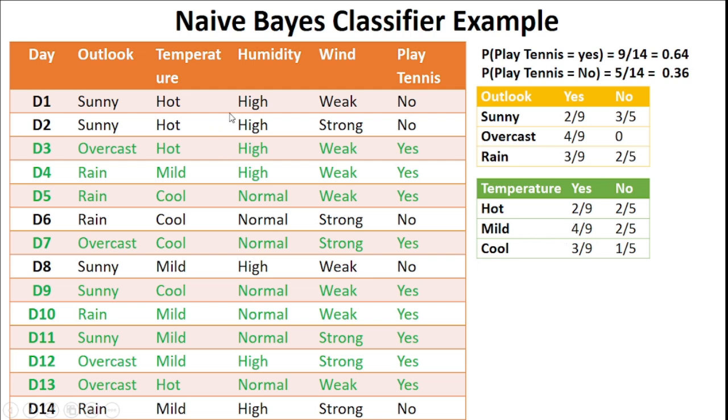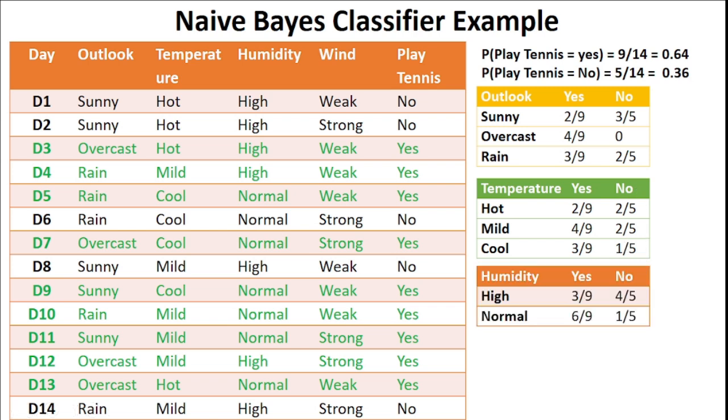Same way, under mild you can see there are 6, and out of the 6 you can see 4 say yes, that is D4, D10, D11 and D12. So it is 4 divided by 9 and no is 2 divided by 5. Same way you can calculate for cool. The probability of yes is 3 by 9 and no is 1 by 5. The second feature gets over.